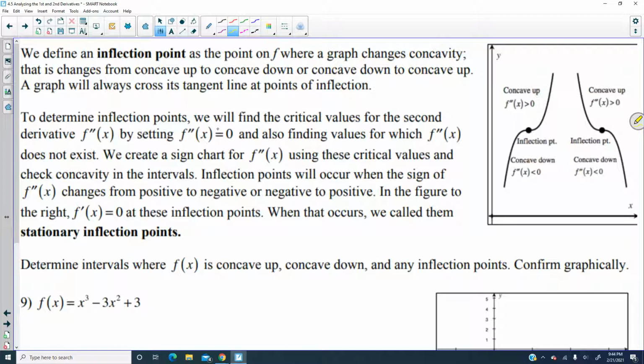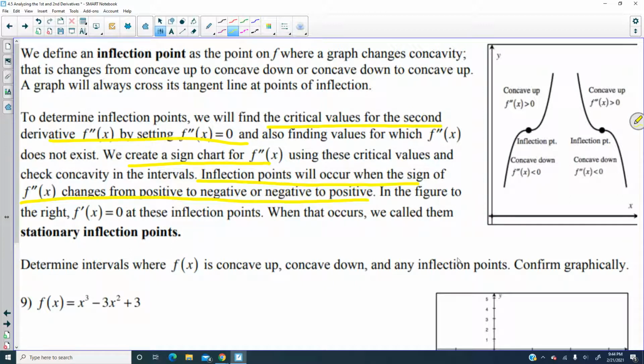To determine inflection points, we're going to find the critical values for the second derivative. Set f double prime equal to 0. Then we're going to create a sign chart. And then inflection points happen when the sign changes from positive to negative, or negative to positive.